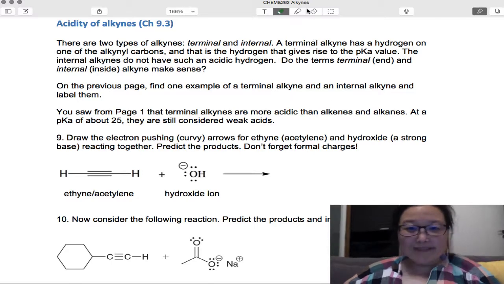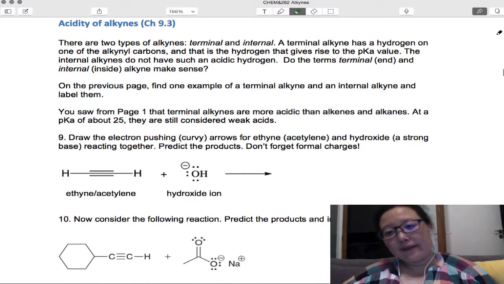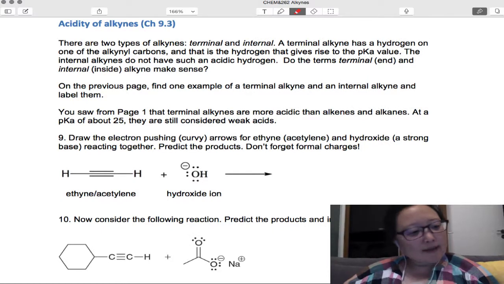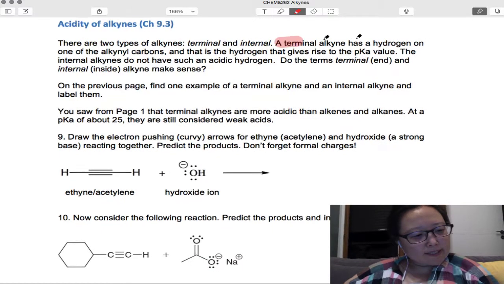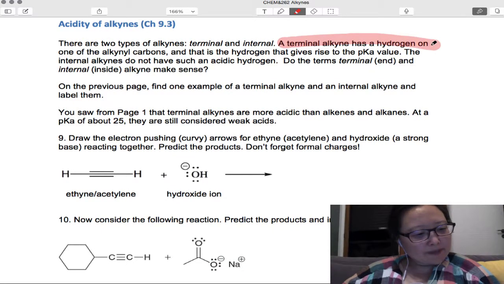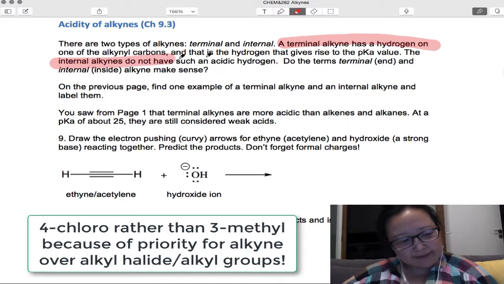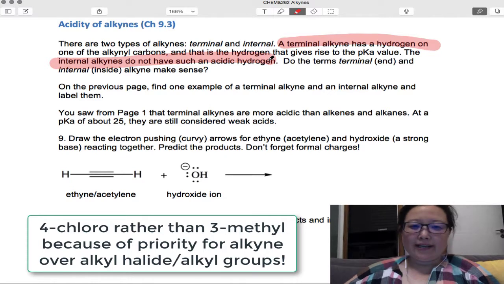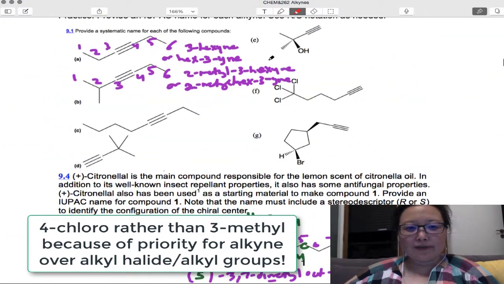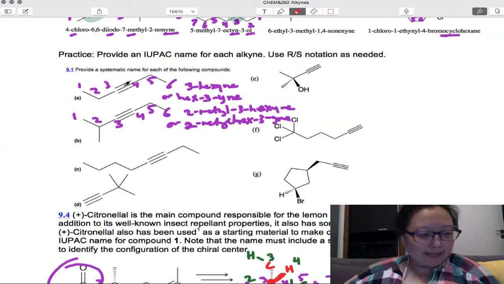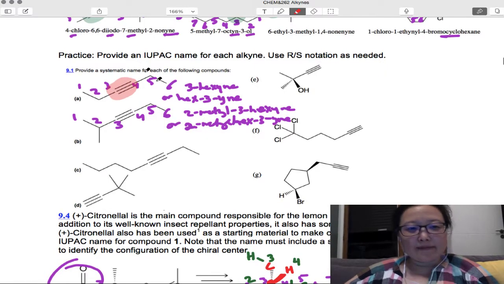Alright, there's two kinds of alkynes that I want you to be familiar with. You can either have something called a terminal alkyne, which has a hydrogen on the end of it, or you could have something called an internal alkyne, which doesn't have a hydrogen on it. So it should be pretty straightforward. Notice this alkyne here is in the middle of this molecule, so it's an internal alkyne.